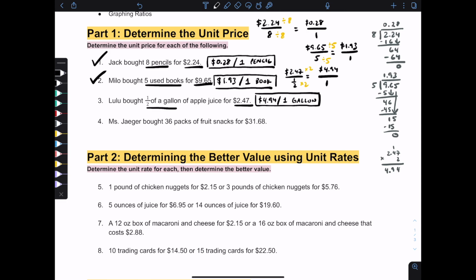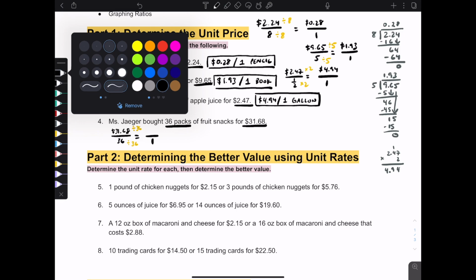Okay, next one, number 3 is done. Miss Jager bought 36 packs of fruit snacks for $31.68. So how can we write this as a rate first? Well, as a rate, this would be $31.68. That's for 36 packs. So if we want to find the price of 1 pack, then we'll have to divide the bottom by 36 and the top by 36, right?